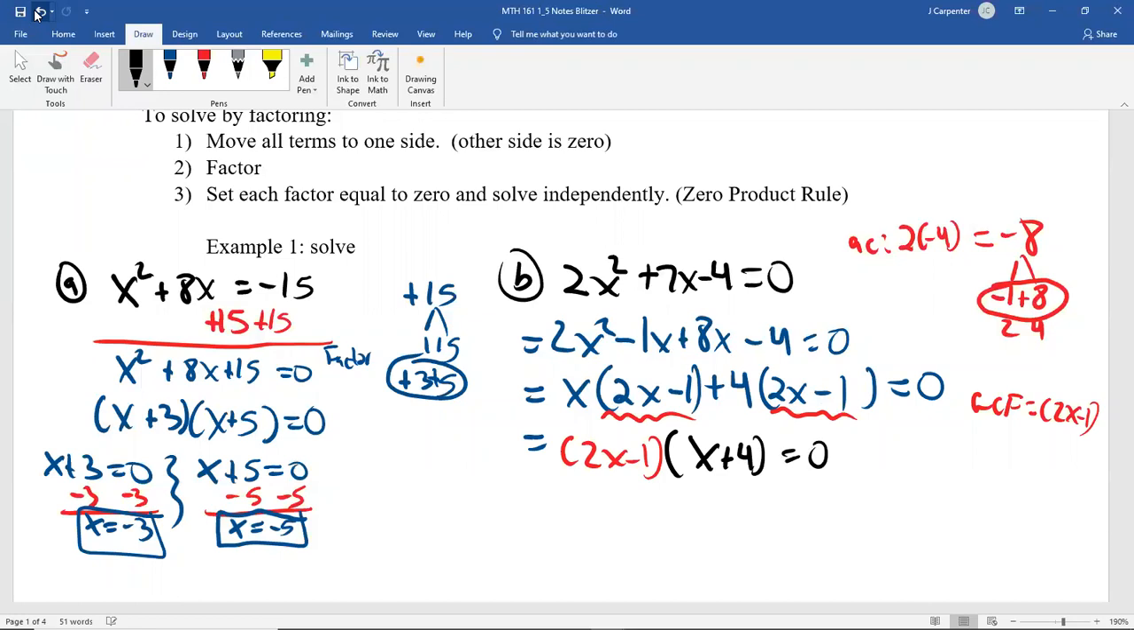If you FOILed that out, you would get the original problem. Then we're going to split this up using the zero product rule. Oh, why do I have equals on the left sides? I don't know why I was doing that. Those should not be there. I'm sorry about that. This is terrible notation.